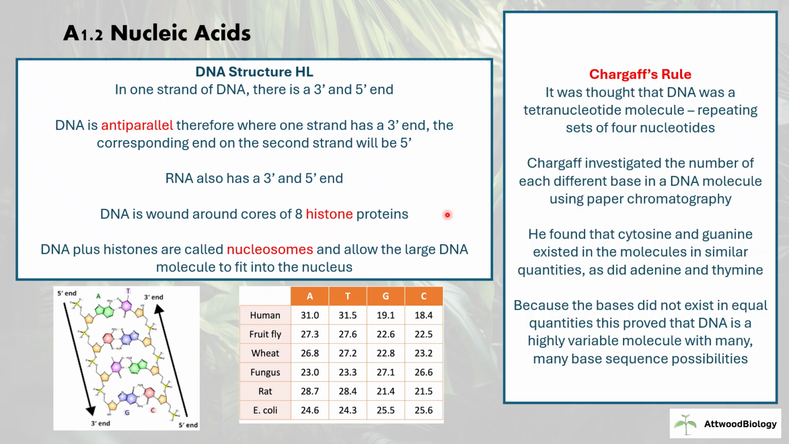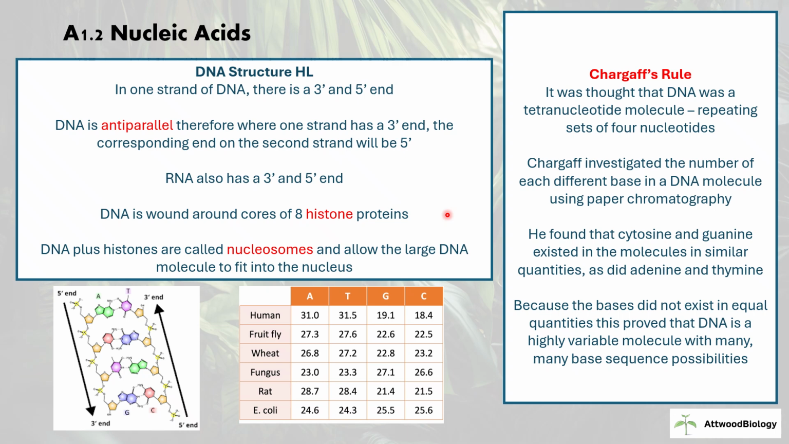Okay, now we've got Chargaff's rule. It was thought before Chargaff that DNA was a tetranucleotide molecule, and that means it's repeating sets of 4 nucleotides. Now, Chargaff thought that this probably wasn't true, and so he investigated the number of each different base in different DNA molecules using paper chromatography.